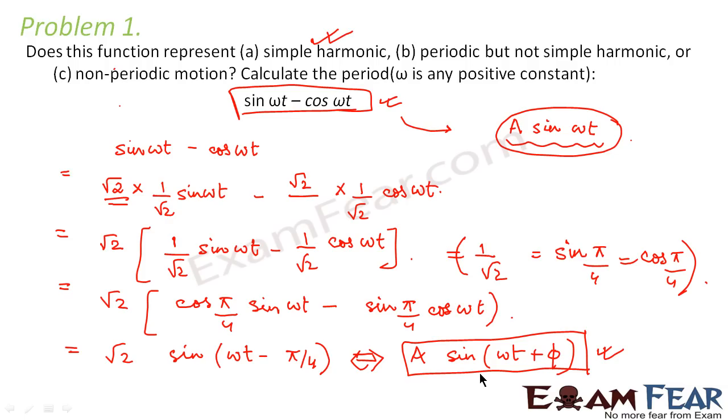Now we have to calculate the period. If you see, it is a sine function of omega t plus phi. For such a sine function, what is the time period? Time period capital T is given by 2 pi by omega. We have already derived it in one of our previous slides. So if you have any function in this form, then the time period is equal to 2 pi by omega. So here also the time period will be the same.